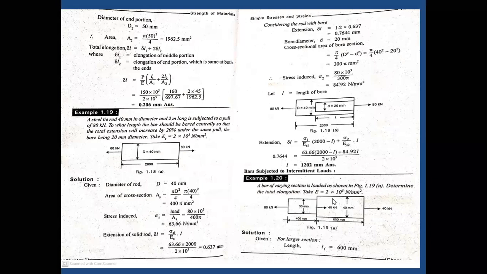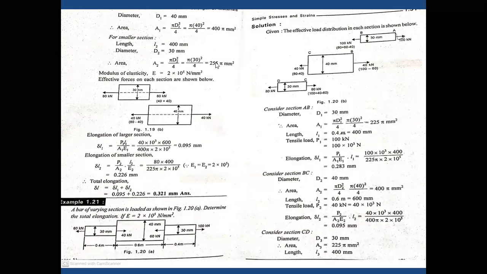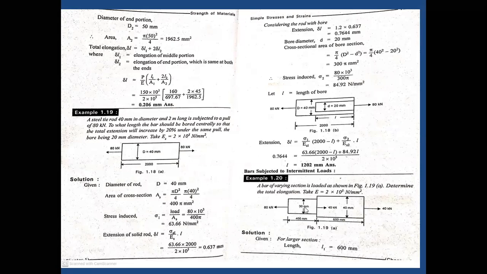What will change? How do we calculate the elongation of the bar in this situation? Whatever the problem has given, we split the entire portion according to how many portions it has. For the larger section, the length is L equals 600 mm. So we split it into two portions, this is the first one and this is the second one. We go for the analysis of each individually.